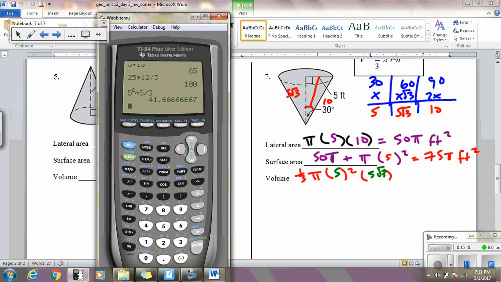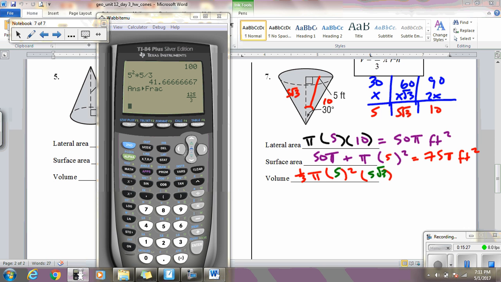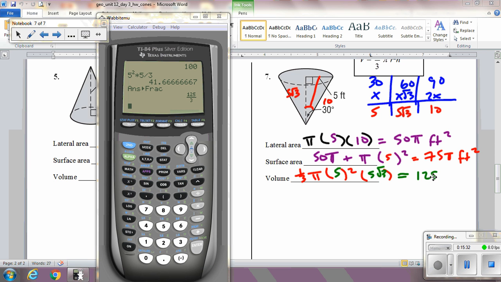So let's turn this into a fraction by going to math 1. So it's, I'm sorry, 125 square root of 3 over 3 pi feet cubed. That's the exact volume. I could have said 41.7 square root of 3 pi, but 0.7 is a rounded answer, so we wanted the exact.